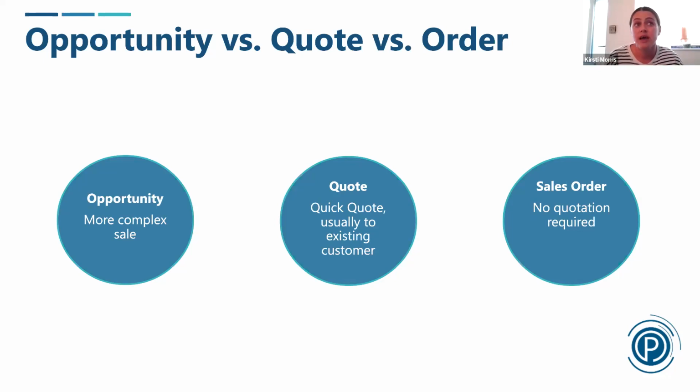A quick quote is usually to an existing customer who just needs a little bit of an update on what their pricing is. If they are unsure of a new product that they just want some pricing on, you can do a quick quote. And a sales order is where no quotation is required. Your customer's emailed in or called in and said, I would like to order 5 of these, and this is my PO number, or have given authority to place that order. You can then do it through a sales order, which takes you directly into the confirmation process.